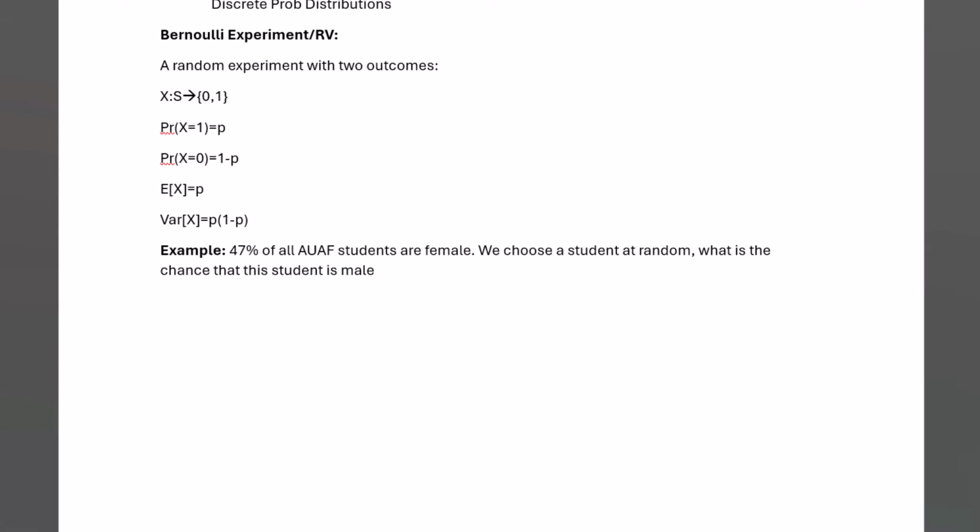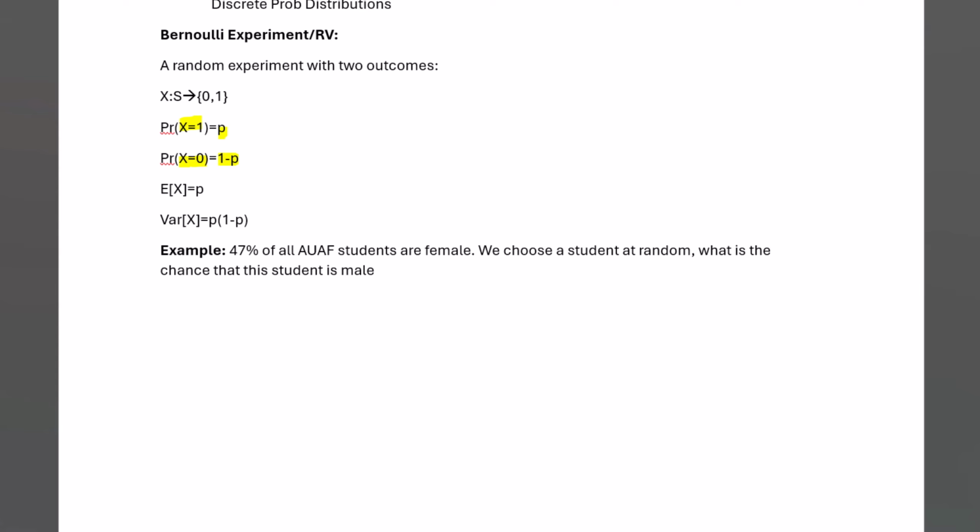Bernoulli distribution is based on the Bernoulli random variable and the Bernoulli experiment. A random experiment with two outcomes, 0 and 1, is a Bernoulli experiment, and a random variable which takes only two values is a Bernoulli random variable, where the probability that x takes 1 is p, and the probability that x takes 0, the other value, is 1 minus p. Usually p is the probability of success and the probability of failure is 1 minus p, also shown by q.